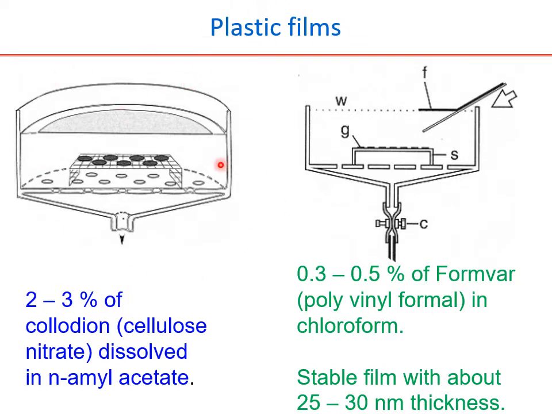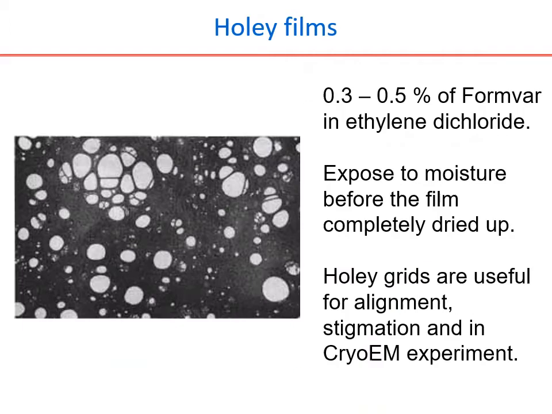One is collodion, the other one is Formvar, and basically we have two different approaches of making the film. One is the droplet technique, the other one is the Valentine's method. Of these two, as we discussed in the last session, the stability of the film is stronger when you are talking about the Formvar films. Now let's move on to the next topic, that is the holey films.